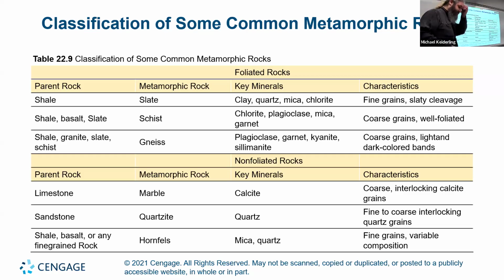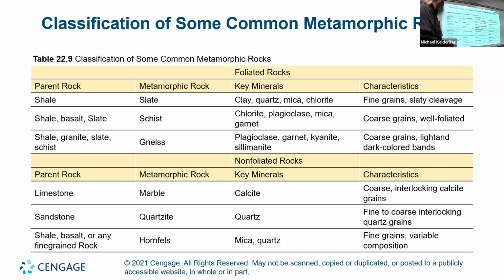Sandstone goes to quartzite. Is there a quartzite in here? So this is quartzite that started as sandstone. You get fine to coarse interlocking quartz grains. It's hard to see in this because they're small.